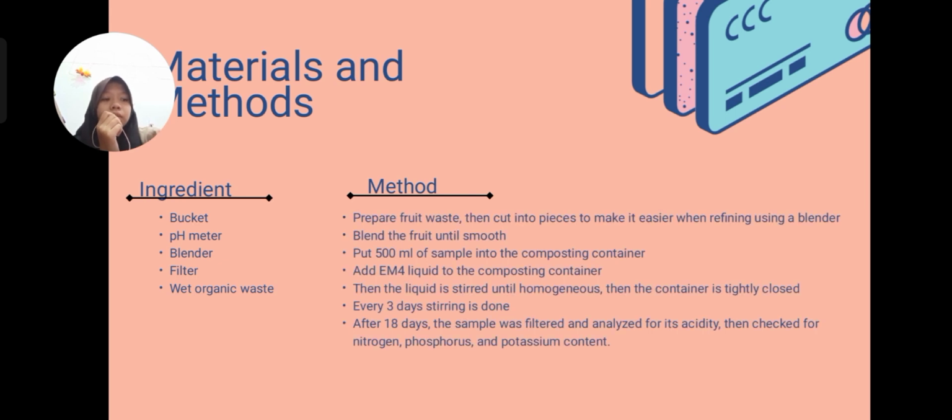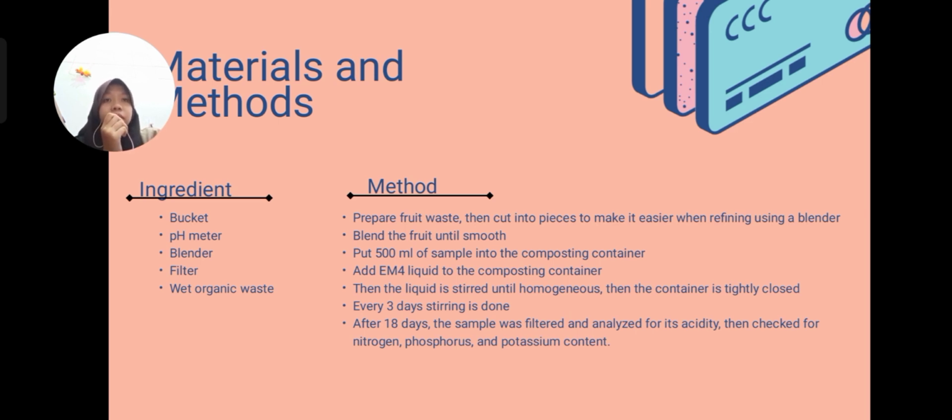Next, about the method. First, prepare the fruit waste, then cut into pieces to make it easier when refining using a blender. Second, blend the fruit until smooth. Third, put 500 ml of sample into the composting container. Fourth, add EM4 liquid to the composting container. Fifth, the liquid is stirred until homogeneous. Then the container is tightly closed.